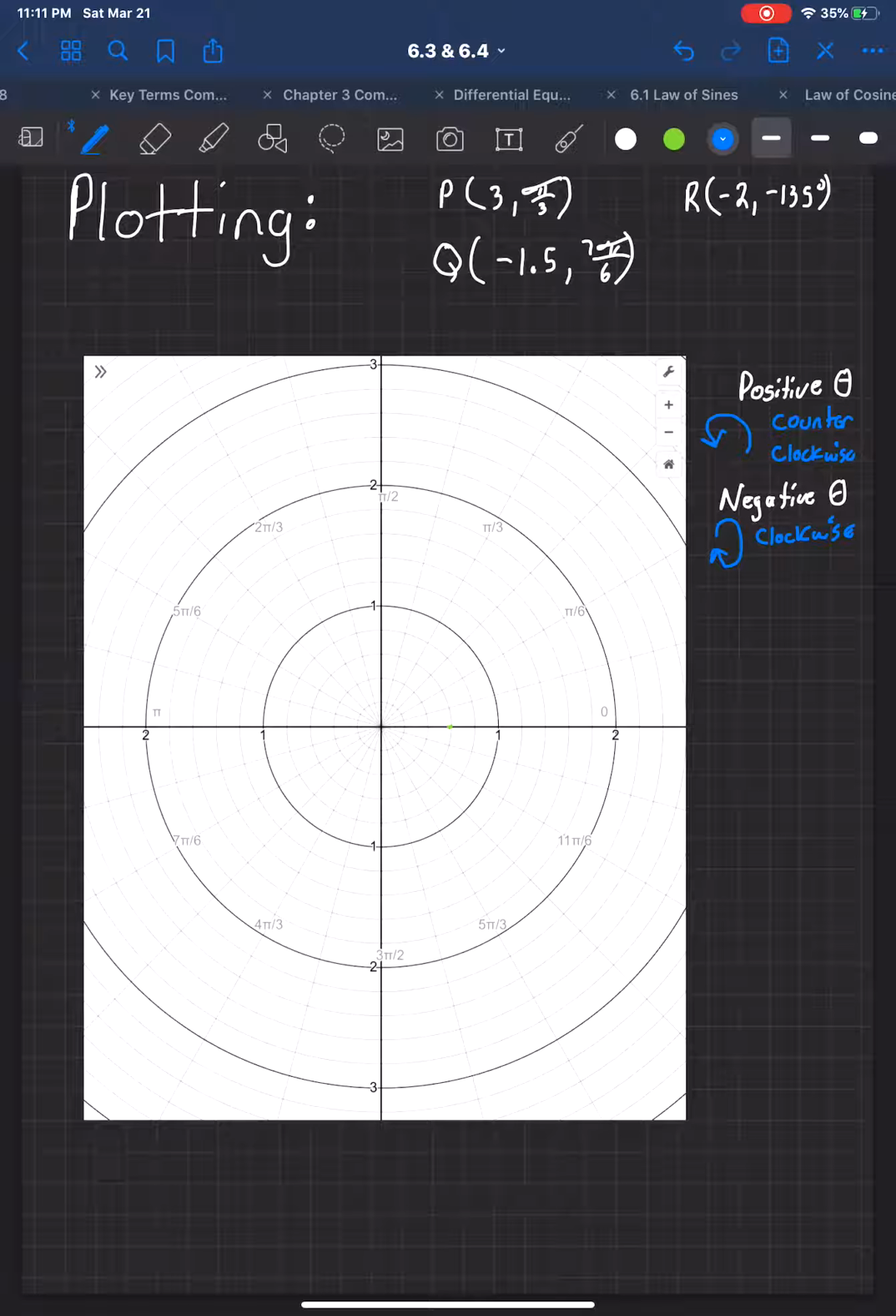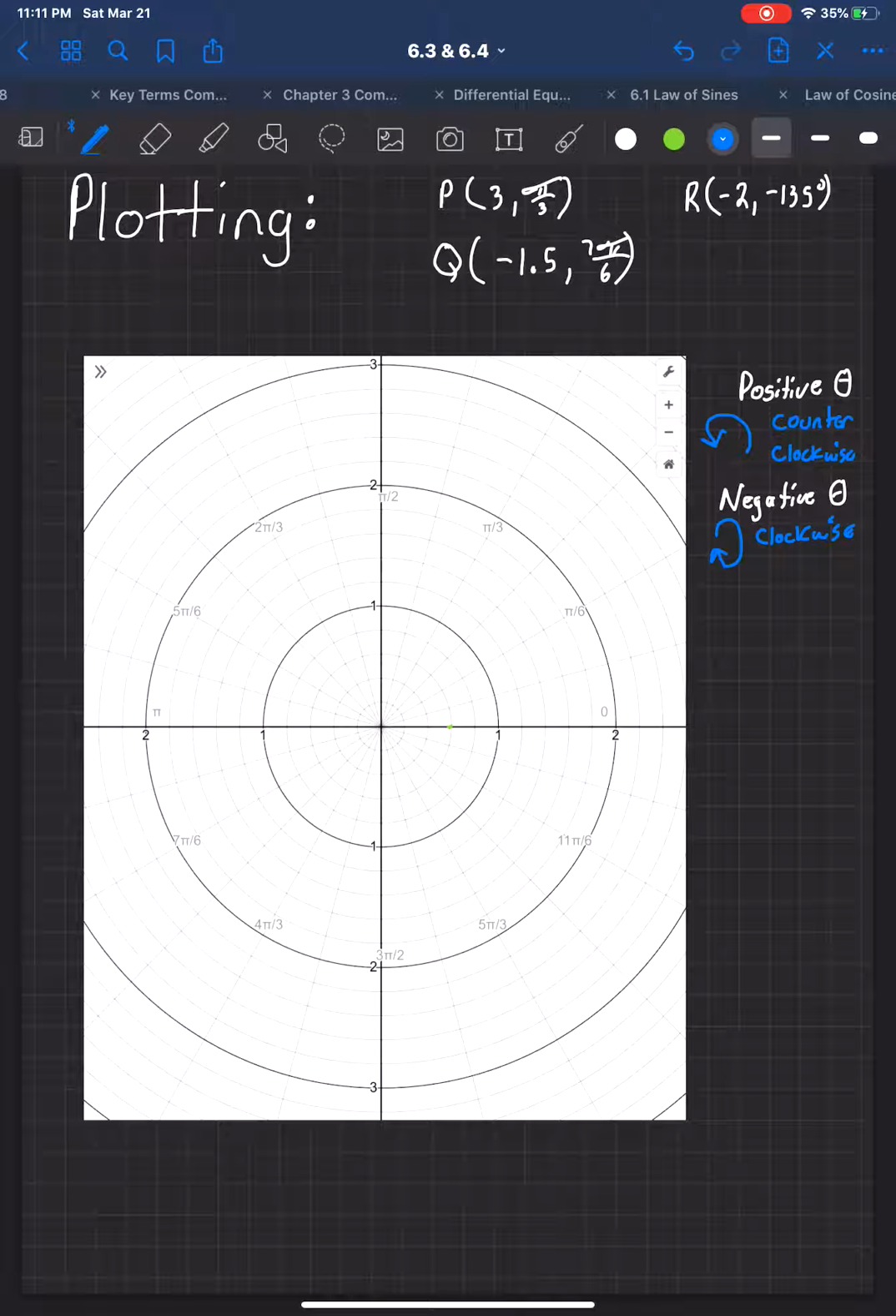But we're going to start there as well. So we're going to start with just plotting points, right? Because remember, this is a cursory glance at polar coordinates and polar equations. We're just going to scratch the surface. And let's start with, how would you plot point P?